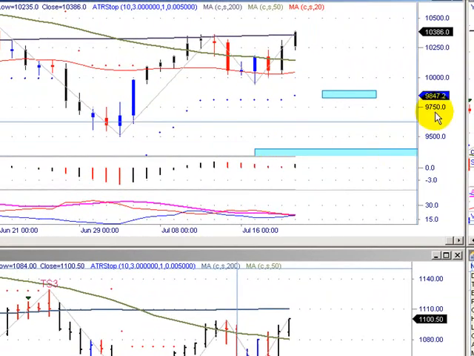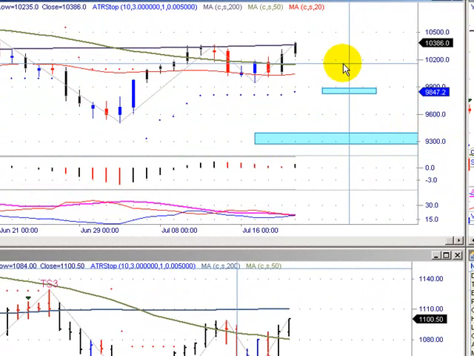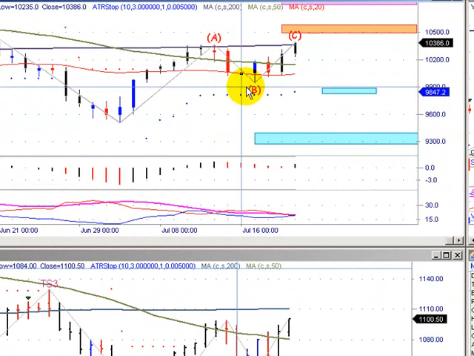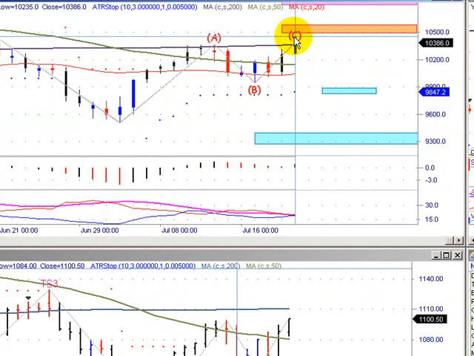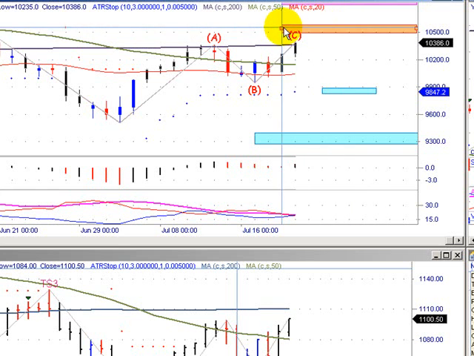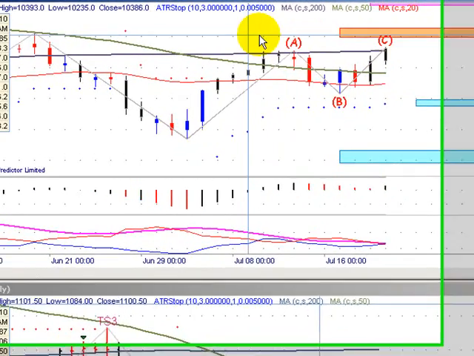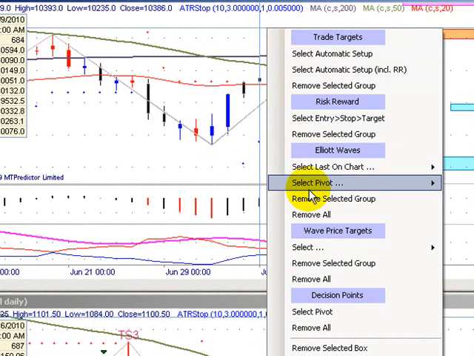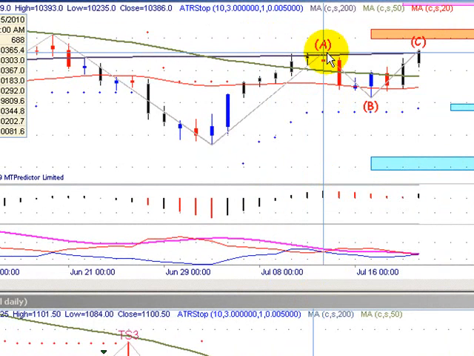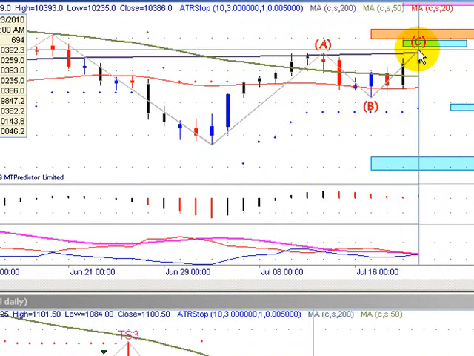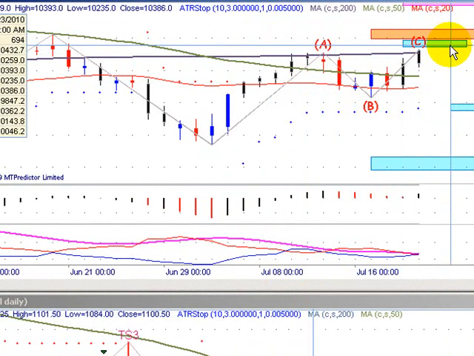So a couple of areas to look at there. A little ABC pattern potentially happening here in the YM. Doing the Elliott wave analysis with the software here, our minimum wave C target area, we haven't quite gotten up into that yet, so we'll see. We'll also have a decision point resistance off that swing high, that A swing high right in here as well.